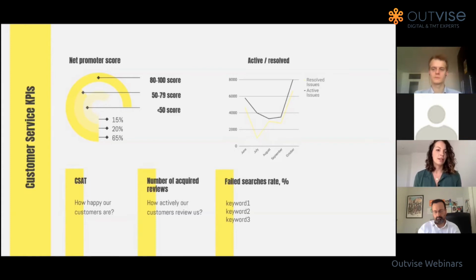And the last example here is failed searches rate, or zero searches rate. If you have a search engine built into your website, you can analyze what customers are actually looking for on your website. You can also analyze not only how often the search failed and they couldn't be satisfied with the content of your website. Maybe it's not the problem of the website, maybe it's a problem of the search engine.